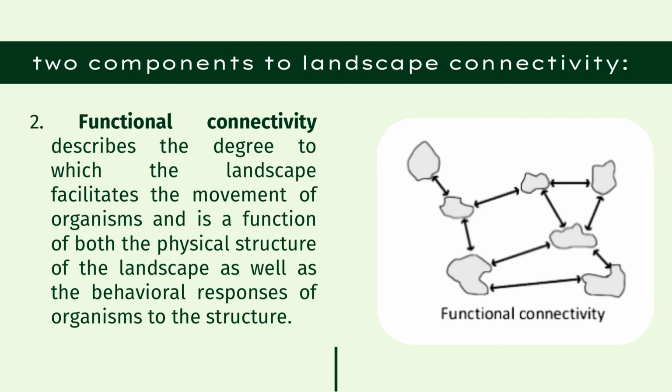Functional connectivity describes the degree to which the landscape facilitates the movement of organisms and is a function of both the physical structure of the landscape as well as the behavioral responses of organisms to the structure. Functional connectivity is therefore both landscape and species specific.